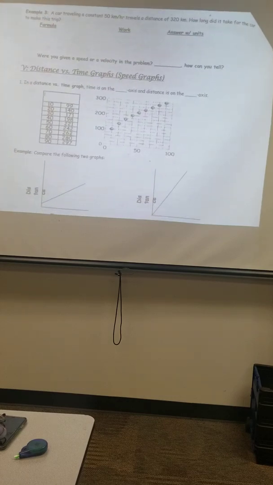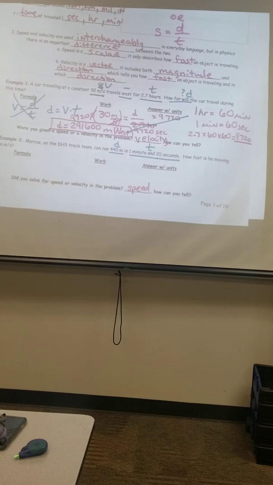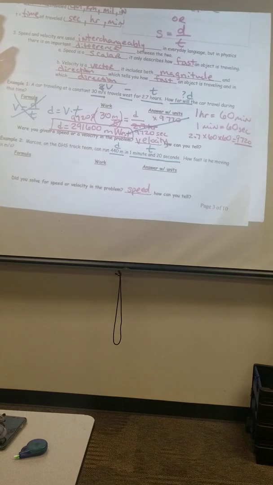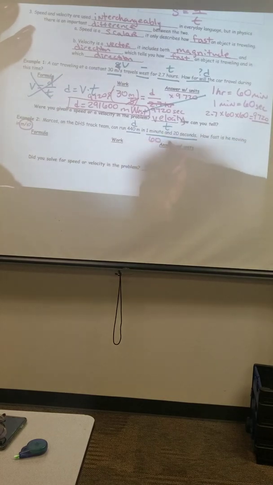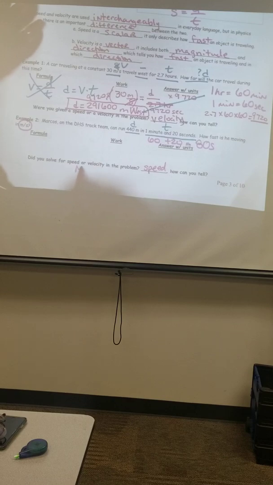Okay, we didn't finish example 2 on the previous page. All right, so here's example 2. Marco is on the DHS track team. He ran 440 meters, which is the distance, in 1 minute and 20 seconds. First step is that you need to convert it, and they told you meters per second, so you have to convert to seconds. That's 60 seconds plus 20 seconds equals a total of 80 seconds. That has to be step 1. Now we're looking for how fast he's moving. All right, it's a speed equation. Why? Because there's no direction.